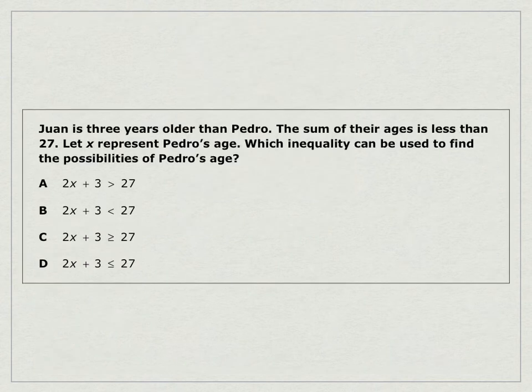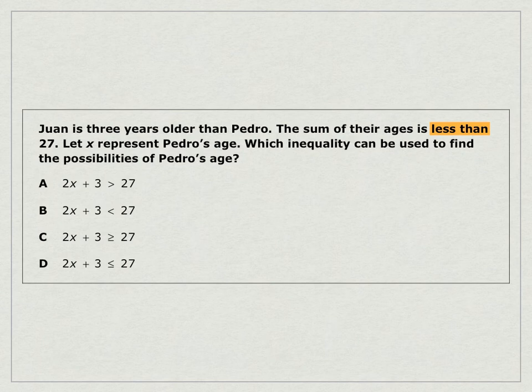This last example says Juan is 3 years older than Pedro. The sum of their ages is less than 27. Let x represent Pedro's age. Which inequality can be used to find the possibilities of Pedro's age? The first thing that we need to look for is some keywords. It says the sum of their ages, first of all, which means we're going to be adding their ages together. It also uses the words less than.